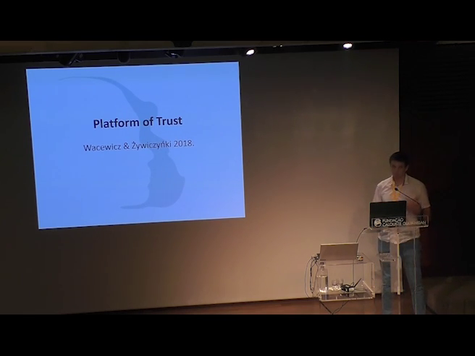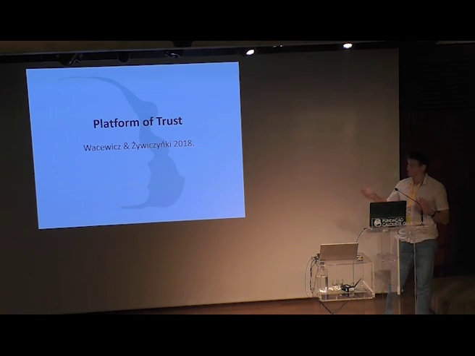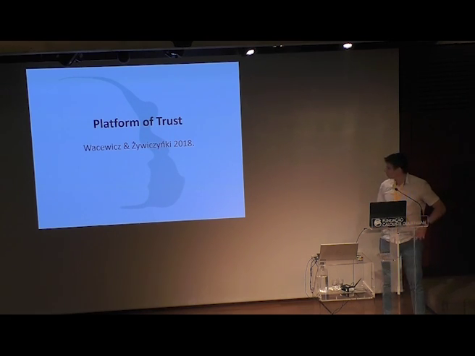We say that humans have a platform of trust that distinguishes human language from animal communication, and a lot of properties of human communication actually follow from that. So things like displacement, things like arbitrariness are ultimately consequences of communicative trust that humans have.